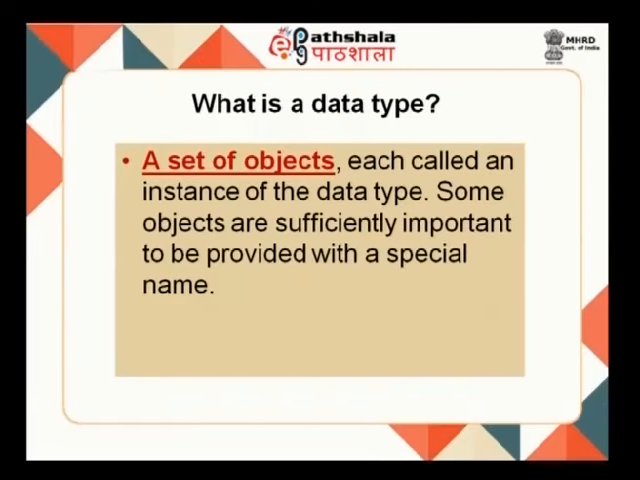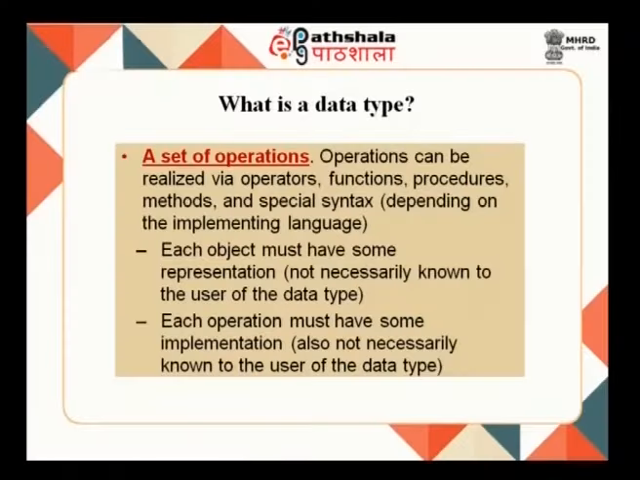So, now with that data structures introduction, let us see what is a data type. A data type is a set of objects. Remember, before this we had spoken about some of the characteristics of objects. Now, we are saying it is a set of objects, each called an instance of the data type. Some objects are sufficiently important to be provided with a special name. Integers, for example, is a set of objects, and that is the special name.